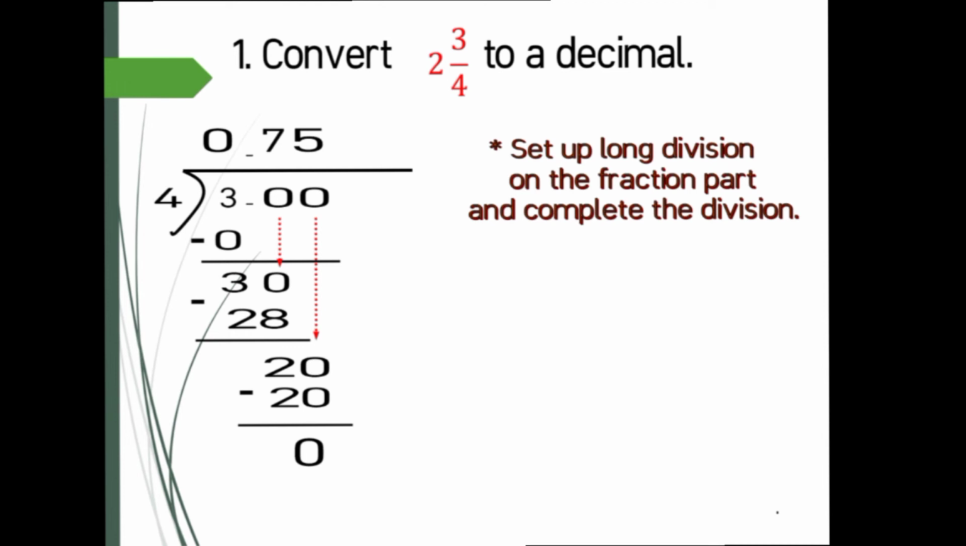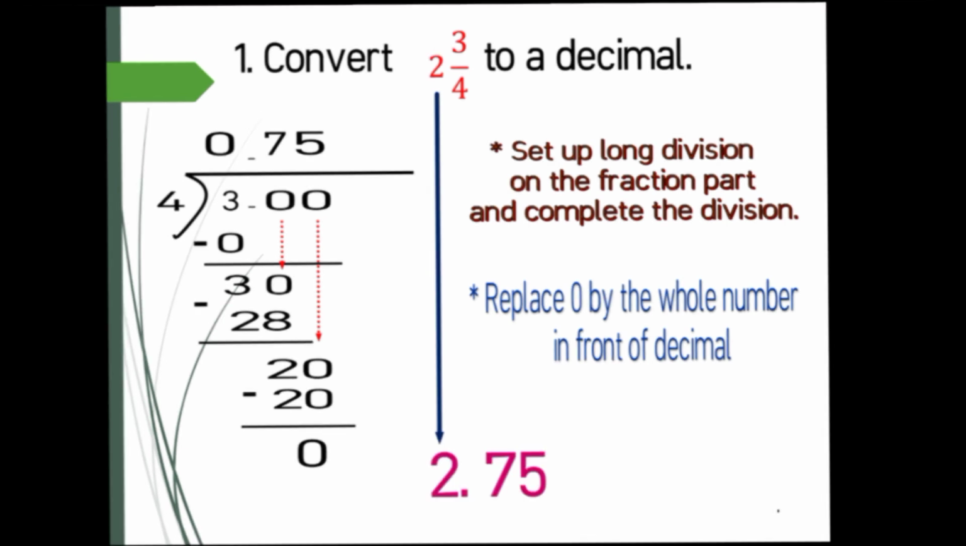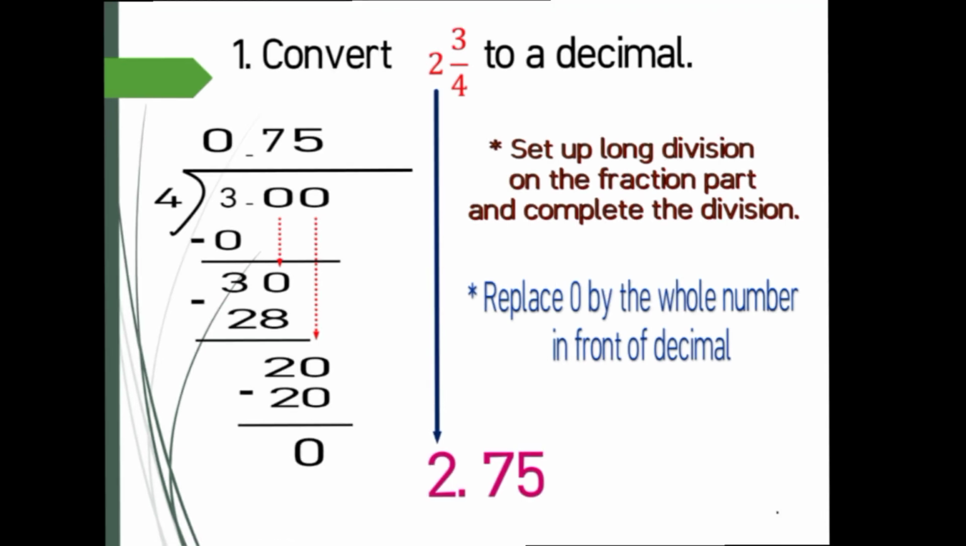Hindi pa po. Yun pala po yung sagot para sa fraction part. So, ang gagawin natin is replace natin yung 0 na nasa unahan by the whole number in front ng decimal na yun. So, yung 2 na whole number sa mixed number, ilalagay natin dun sa part ni 0. So, magiging 2.75. So, si 2, nilagay natin sa unahan, kapalit ni 0. So, this is the final answer. 2 and 75 hundredths.